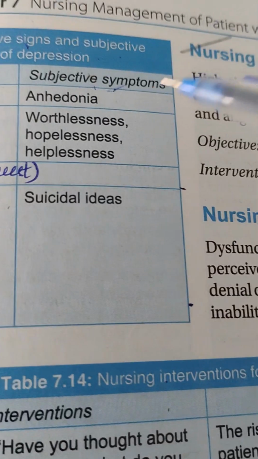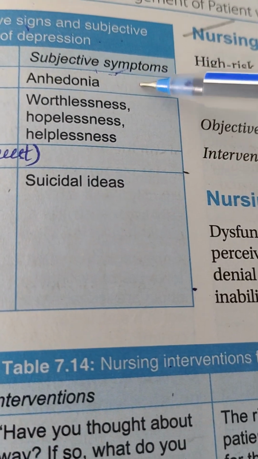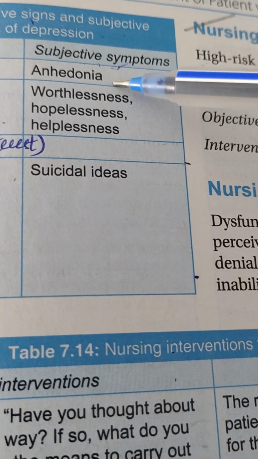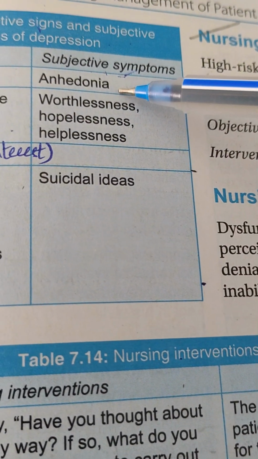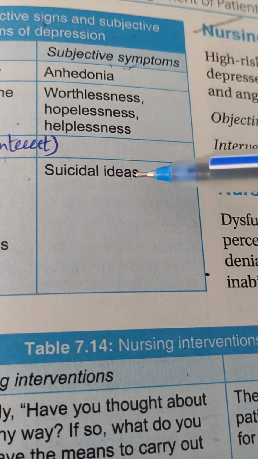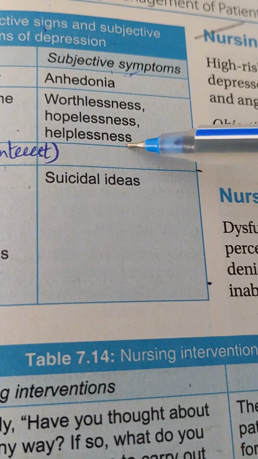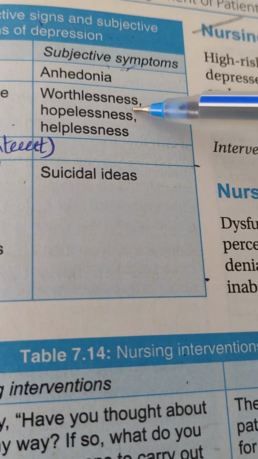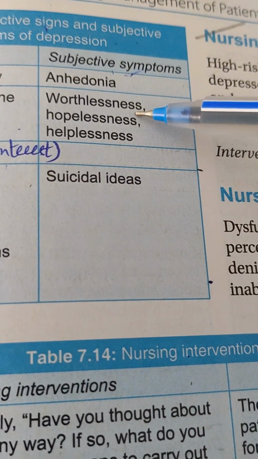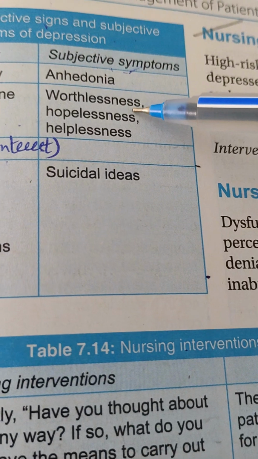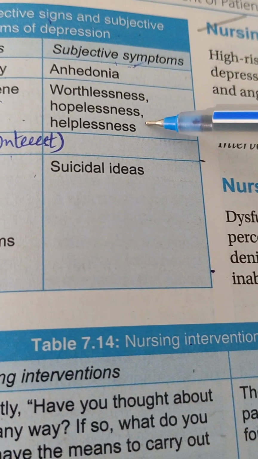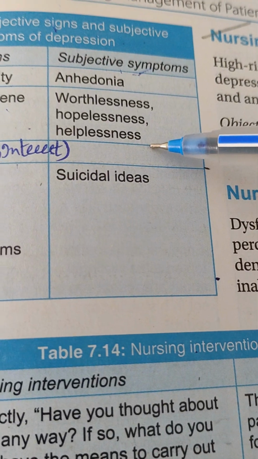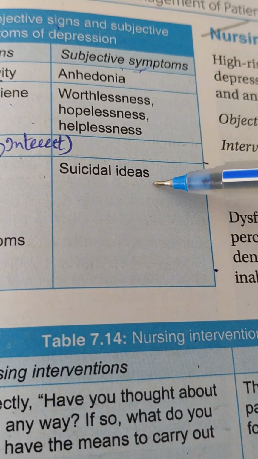The next one, subjective symptoms or signs. First one, anhedonia: inability to experience joy or pleasure is called anhedonia. Worthlessness, feeling of guilt, then hopelessness, then helplessness, suicidal thoughts.